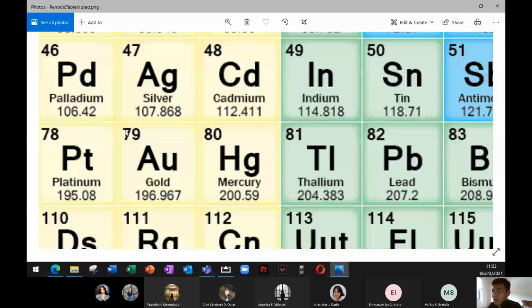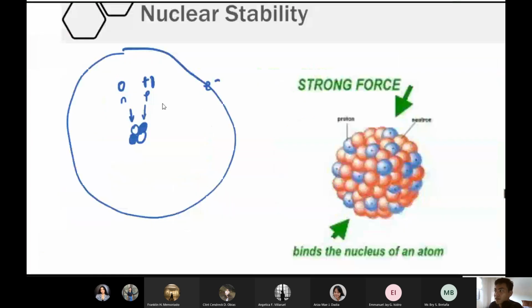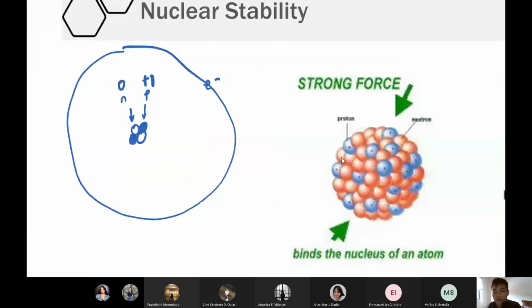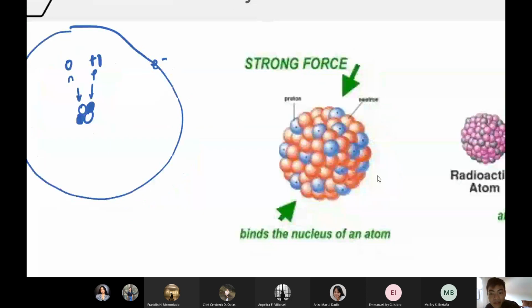Ang dahilan nun ay yung strong force or the strong nuclear force, no? So itong strong nuclear force, ito yung puwersa ng nature that holds the nucleus together, okay? So kumbaga, ito yung rubber band ng nucleus, no? So imagine mo, papel yan, isang bungkus ng papel. Okay? Ibilot mo yan. Kunwari ito.